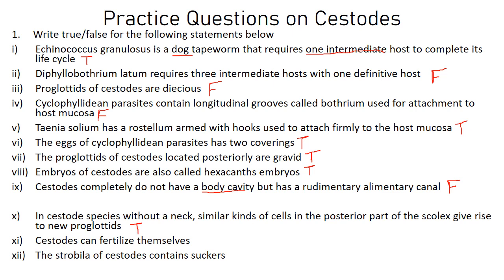Cestodes can fertilize themselves. This is true because they are monoecious. Remember? The strobila of cestodes contains suckers. This is totally false because the strobila is the body and the body contains proglottids and not suckers.